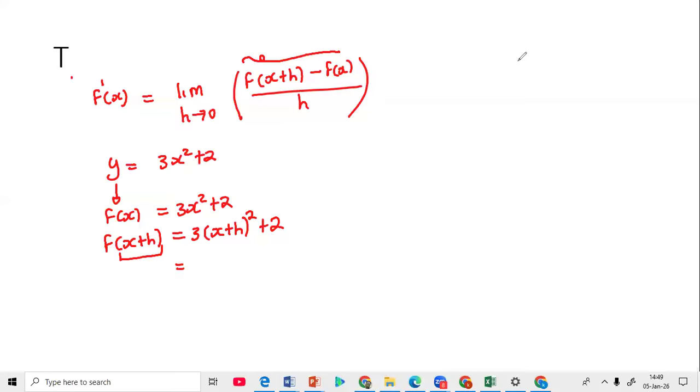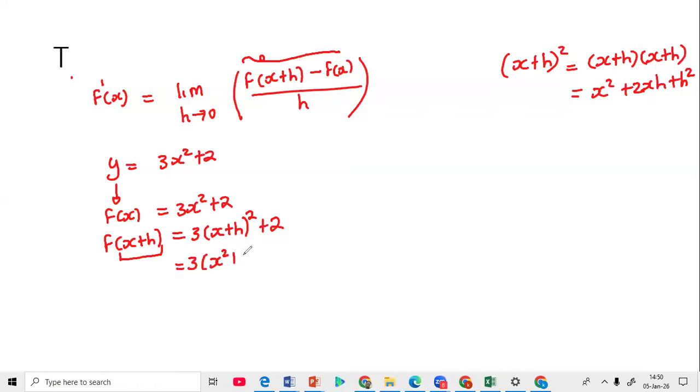Now here, in case expanding disturbs you, please feel free, take your time and expand well, such that you don't make any mistake. But in case everything is flowing, it is okay. So when you expand, you'll get something like this: x squared plus 2xh plus h squared, then plus 2. Then when I open brackets, I'll have 3x squared plus 6xh plus 3h squared, then plus 2. This is this part here alone.